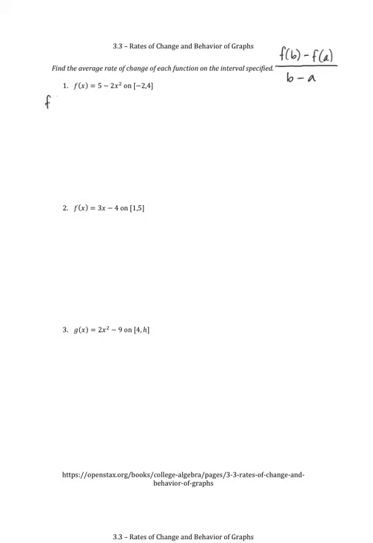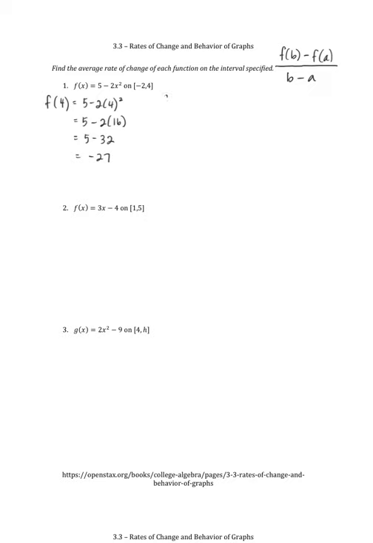So first we'll find f of 4, which means we're going to plug 4 in everywhere we see an x. So then we get 5 minus 2 times 16, because 4 squared is 16. 2 times 16 is 32. And then 5 minus 32 is -27. So that is f of 4. f of 4 is -27.